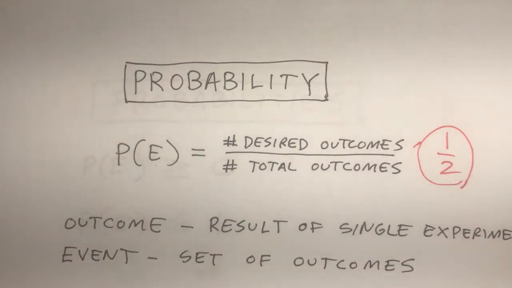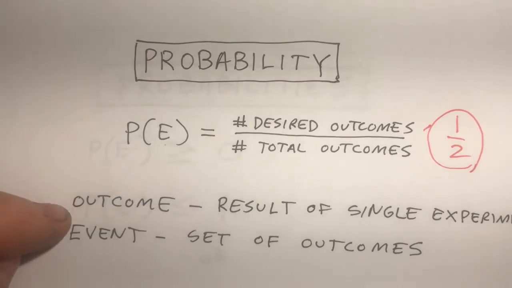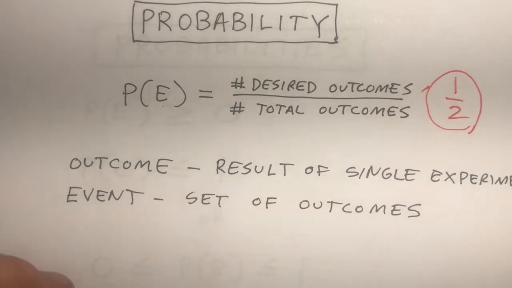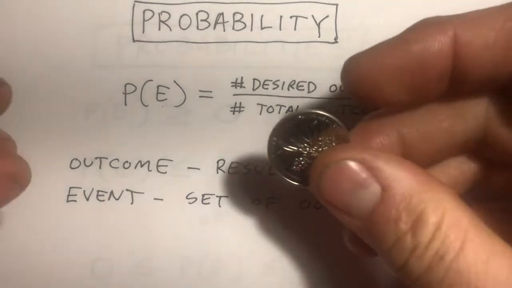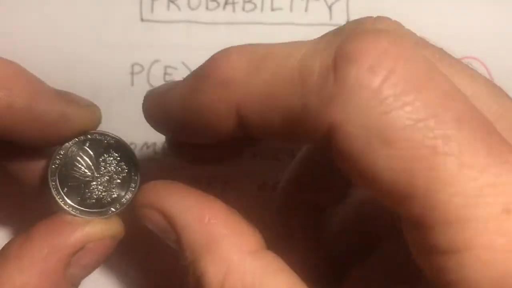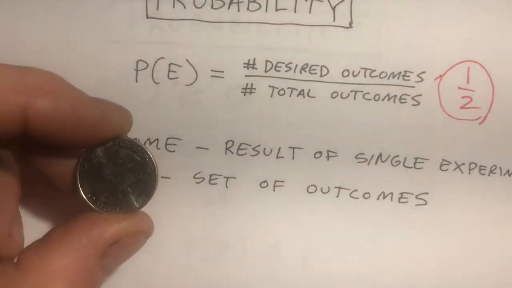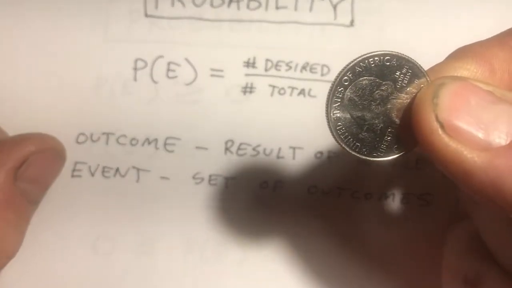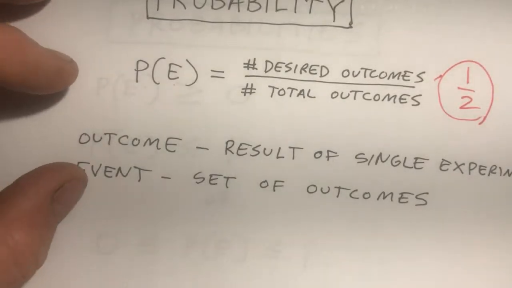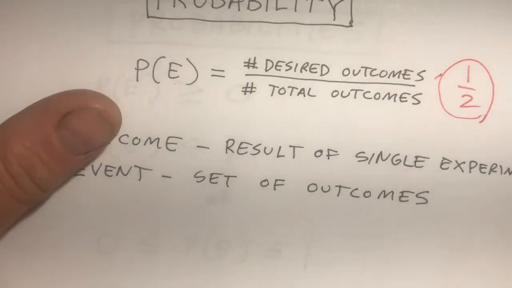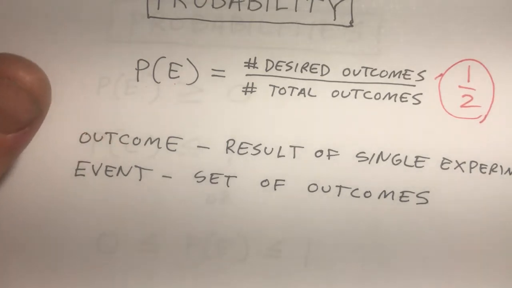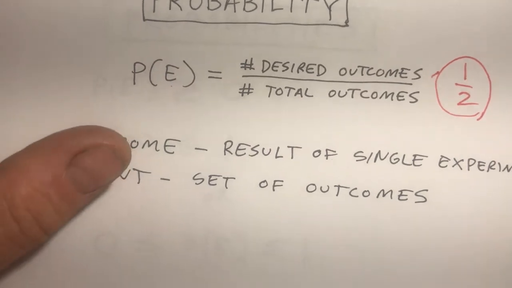Okay? We have outcomes and we have events. An outcome is the result of a single experiment. So like my outcomes here on this, a tail or a head, that's my outcomes. Okay, but now there's only one that's desired, one outcome that's desired. Now, an event is a set of outcomes. Like I want to flip this coin and I want to get a head. That would be my event. That flipping the coin would be the event.